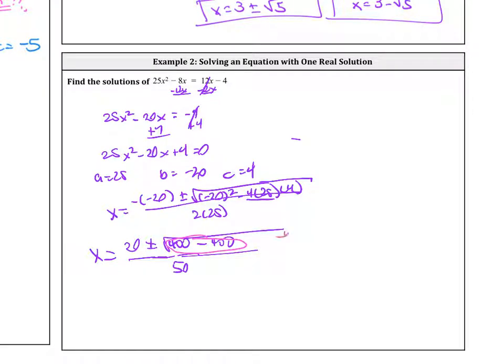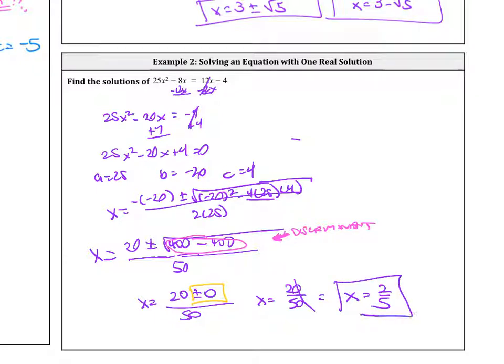Now, what is inside the square root is what's called a discriminant. We'll talk more about that tomorrow. But just notice when the numbers in the square root, the discriminant, become 0, x equals 20 plus or minus 0 all over 50. So notice this plus or minus belongs to the 0. We're adding and subtracting 0, which is nothing. So therefore, this is just 20 over 50, or reduced one more time, we notice that x equals 2 over 5. We get one real solution.